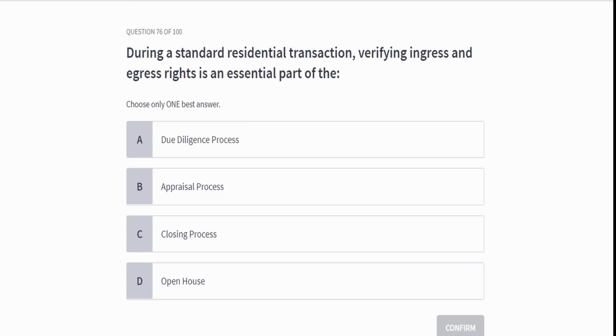All right, so 76. During a standard residential transaction, verifying ingress and egress rights is an essential part of the what? And there's four options. A, due diligence process, B, appraisal process, C, closing process, or D, open house. So going to give you guys some time to think that one over, starting now.